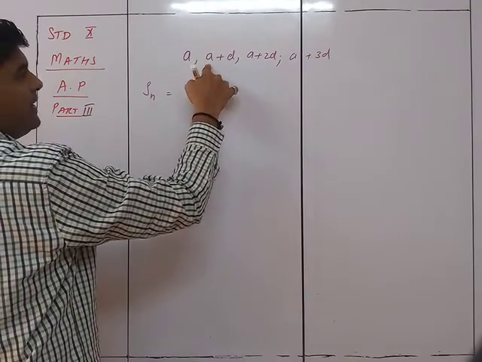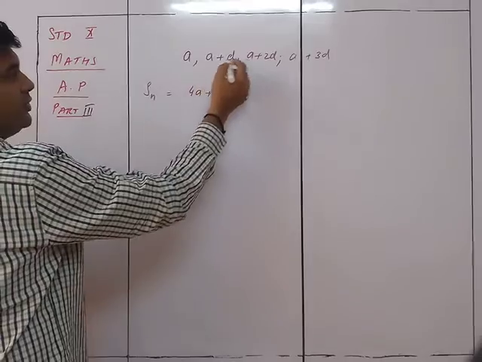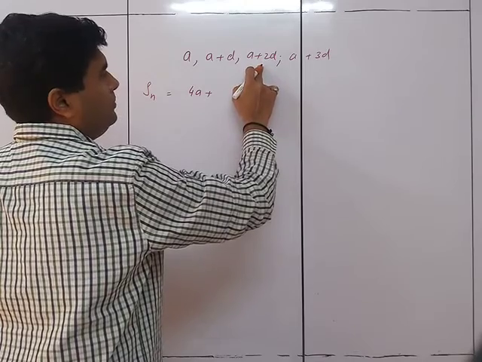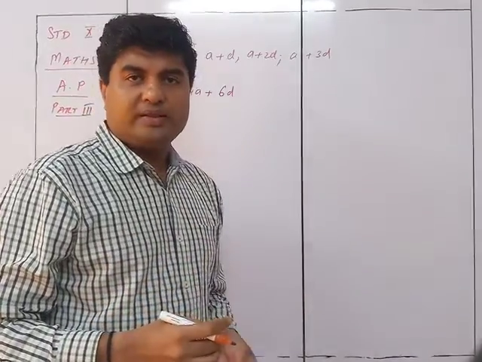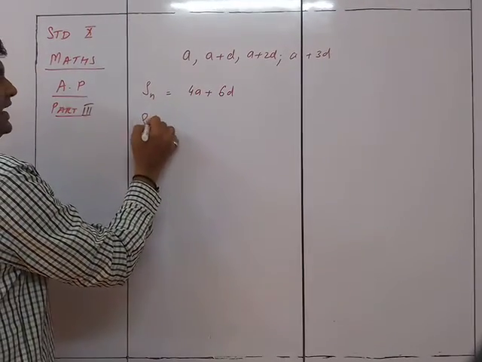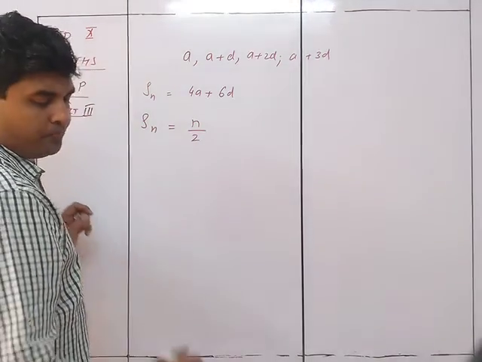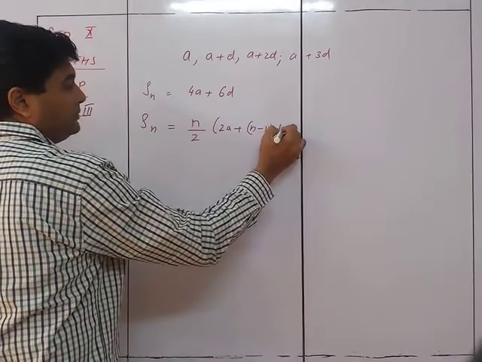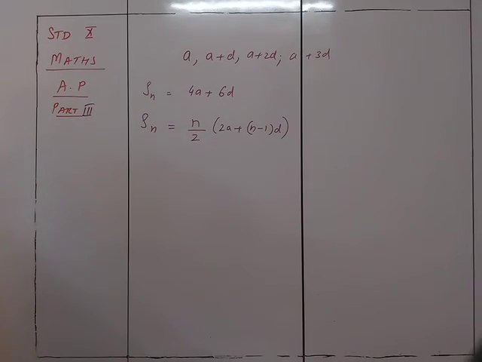a plus a plus a will be how many times? It will be 4a, plus d, plus 2d, and so on. If I keep on doing this, I will come to know that I can frame a particular formula such that Sn is equal to n upon 2 bracket, 2a plus n minus 1 into d. That is the formula.